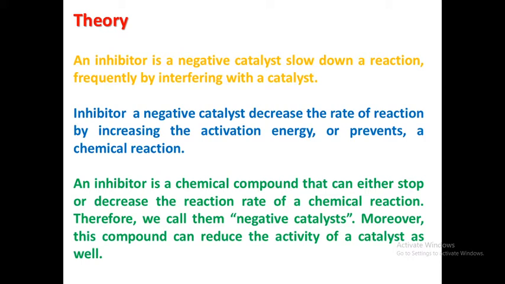In the previous experiment, we talked about the catalyst. A catalyst is a special substance that increases the rate of reaction by decreasing the activation energy. In this experiment, we have the inhibitors. An inhibitor is a negative catalyst. It decreases the rate of reaction or prevents the chemical reaction.